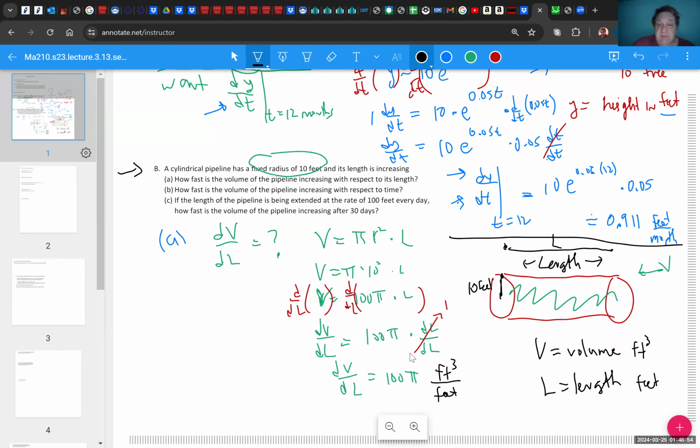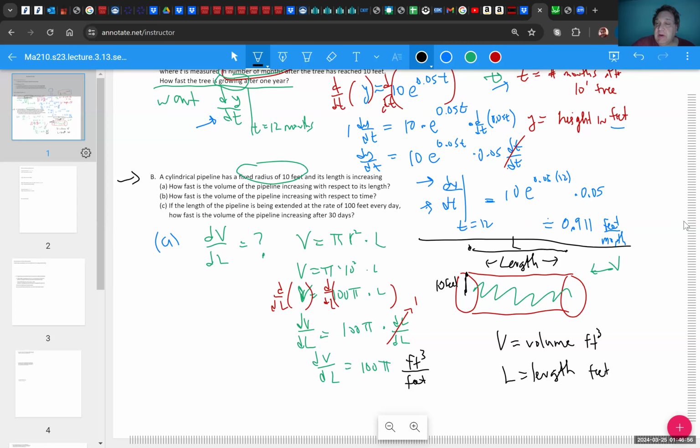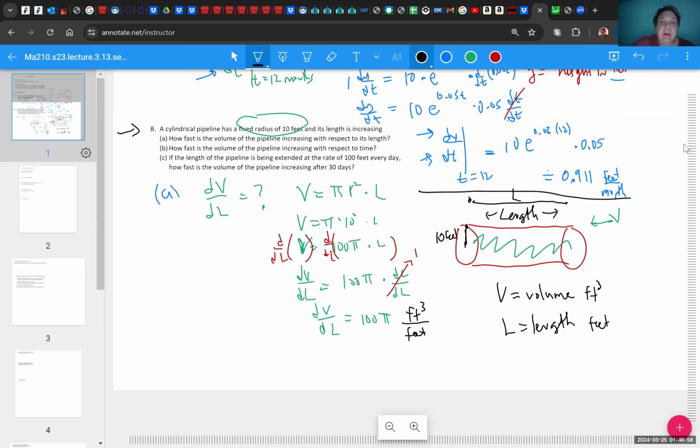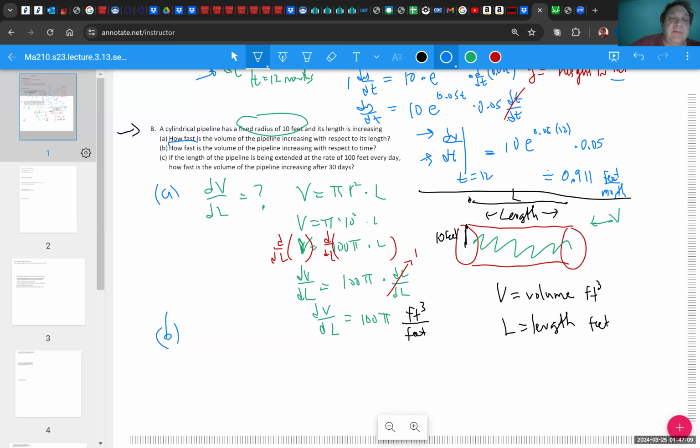Okay, so let's finish off these last couple of problems. In part B, here's the time one. So I was kind of doing part B ahead of time, I think. Part B asks, can we find how fast the volume of the pipeline is increasing with respect to time? Okay, so somehow I was doing part of B in A. So in this case, I'm looking for how fast the volume is changing with respect to time. So that's dV/dt. And I kind of did that already and I erased it.